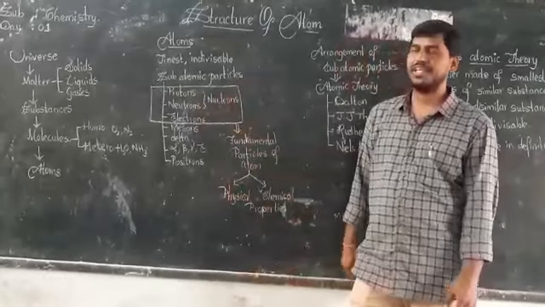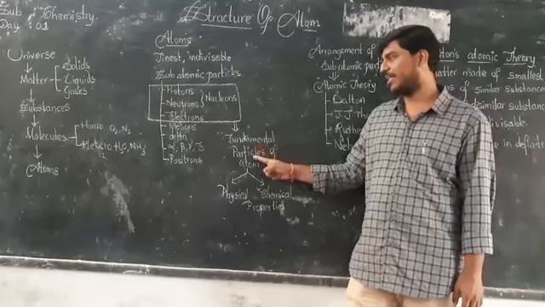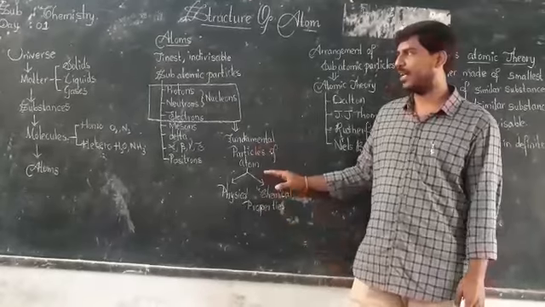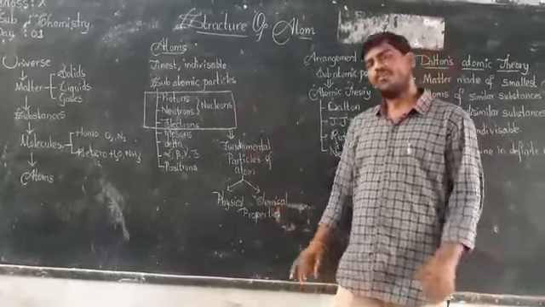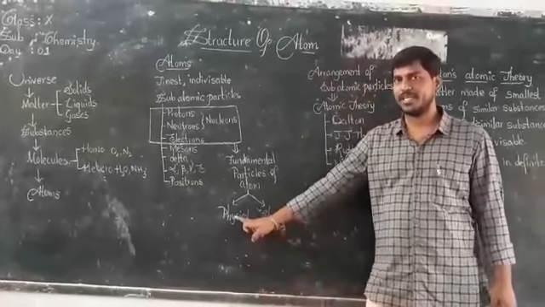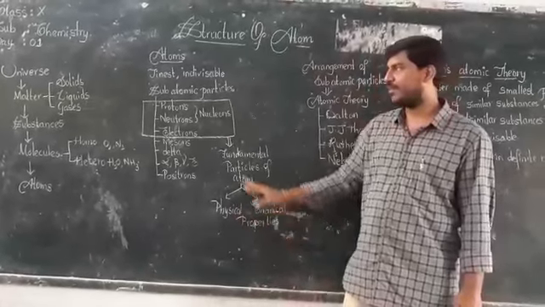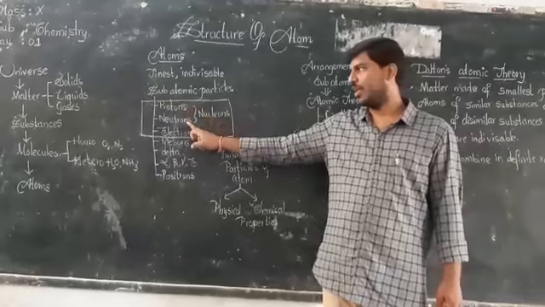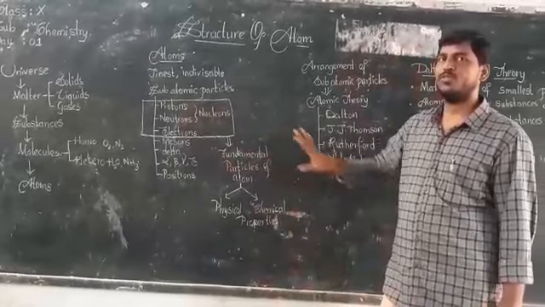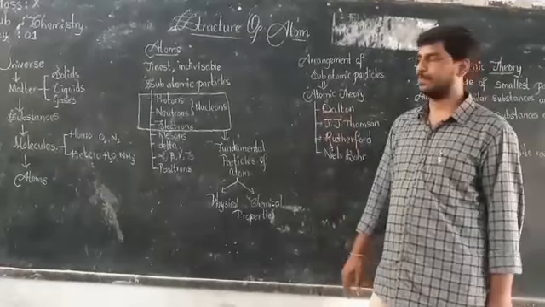So since these three are very important, we call such particles fundamental particles of the atom. What do we call them? Fundamental particles of the atom. Why are these three very important? The physical properties as well as the chemical properties of atoms are dependent on protons, neutrons and electrons. So that is the reason we call those particles fundamental particles of the atom, right?